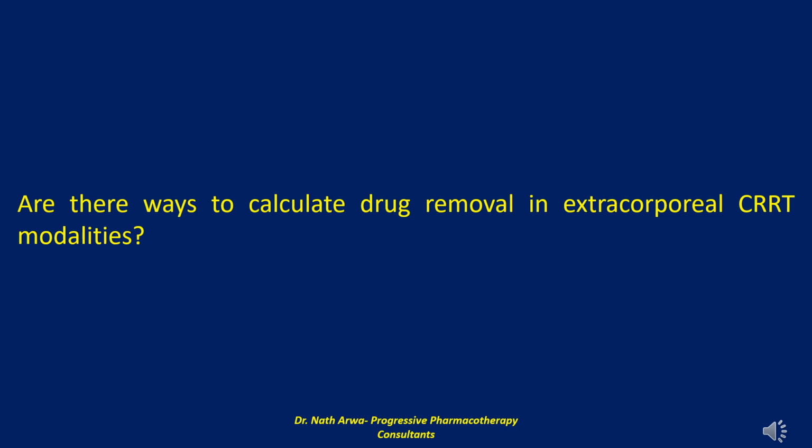The sieving coefficient of a drug is the non-protein bound fraction of the drug that is in plasma. Sieving coefficient ranges from 0 to 1, 0 representing no convective clearance. For example, a sieving coefficient of 0.8 means that 80% of the drug is unbound in plasma.